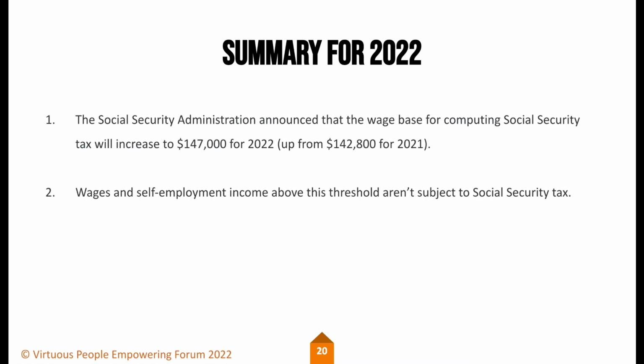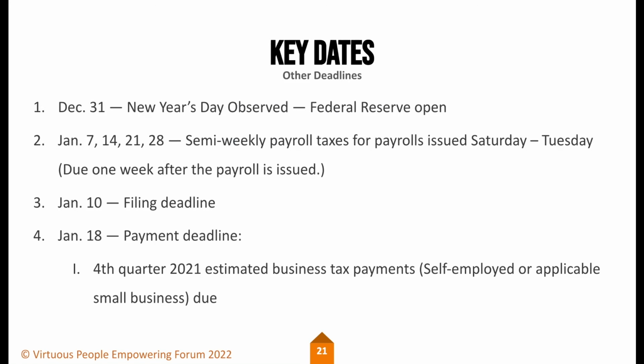What happens when an employee works for your business and has a second job? That employee would have taxes withheld from 2 different employers. Can the employer ask you to stop withholding Social Security tax once he or she reaches the wage-based threshold? Unfortunately, no. Key dates. Other deadlines.